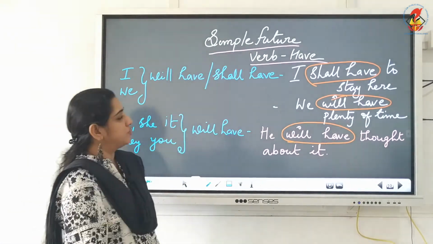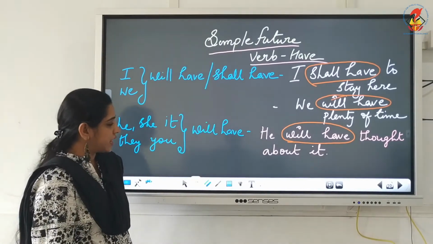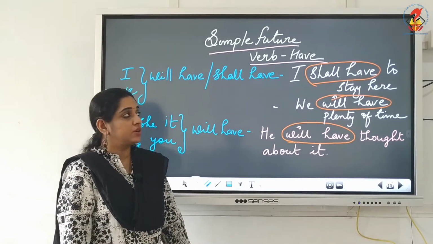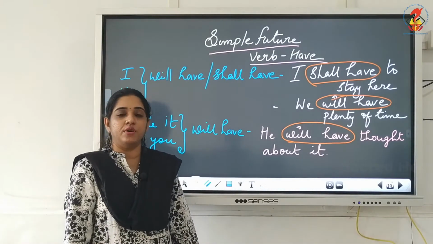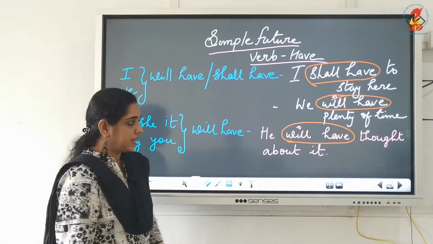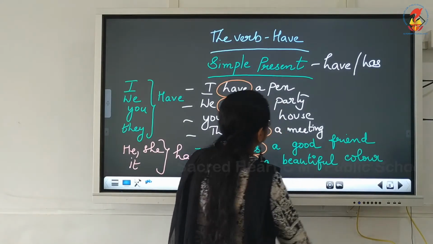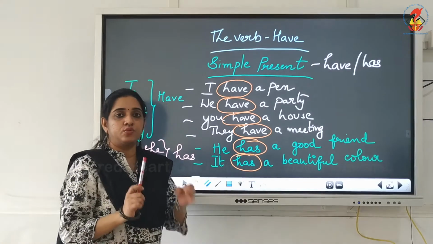I shall have to stay here. We will have plenty of time. He will have thought about it. So, these are the future tense forms of the verb have. So, once again let us recall what we have studied about the verb have. Simple present tense, the verb have has two forms, which are they?